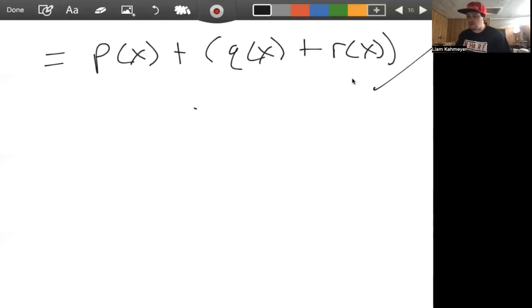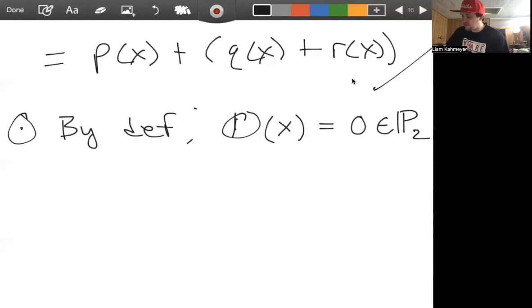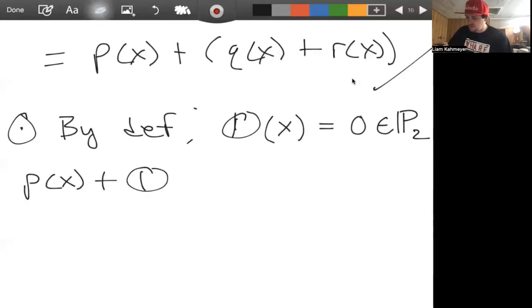What else do we need to show? Well, to wrap up the addition axioms, we have to show the existence of the identity element and an inverse element. So, by definition, we can call it the zero polynomial, like 0 of X, which is just 0, is an element of P2, right? By definition, you just take A equals B equals C equals 0, and you get this. Well, then what is P of X plus this zero polynomial?